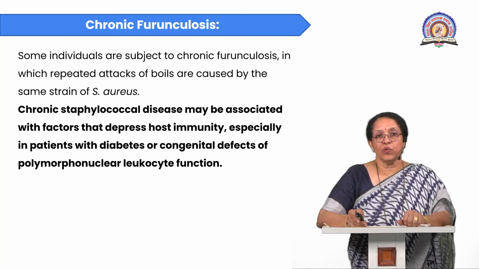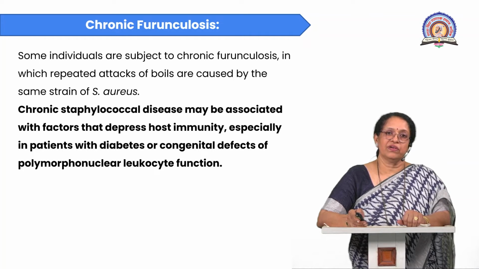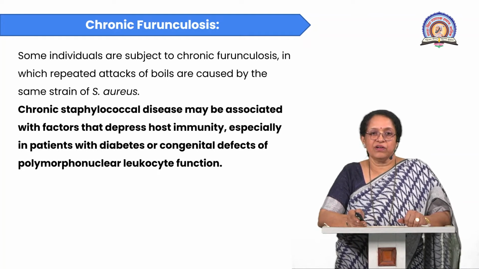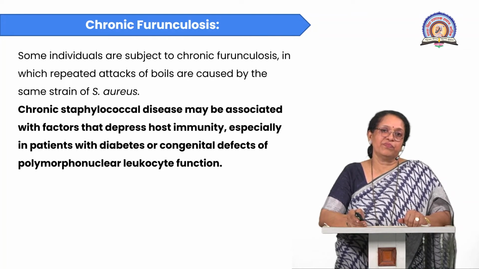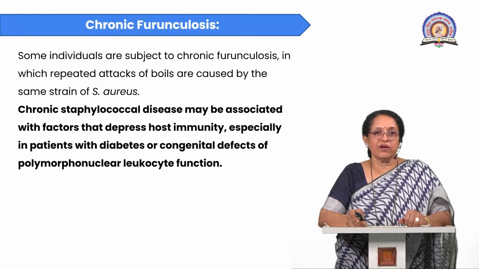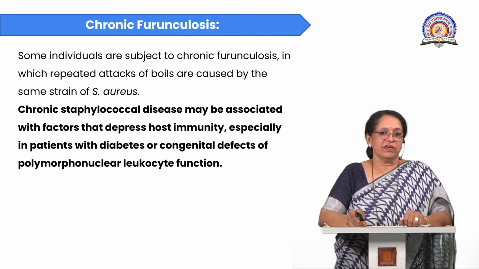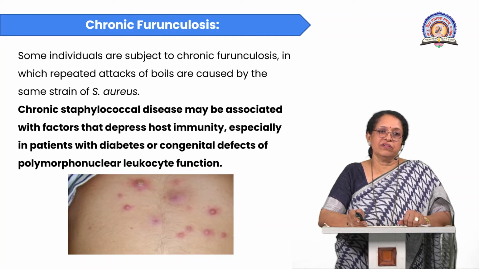In that, host immunity is hampered, when a lower status of immunity is observed in the patient because of several reasons. In immunocompromised patients undergoing some immunosuppressant therapy, you can see such chronic furunculosis, mainly observed in diabetic patients also, or patients having some congenital defects of polymorphonuclear leukocyte function. You can see such furunculosis, a large number of boils may be present on the facial region, on the abdominal region.